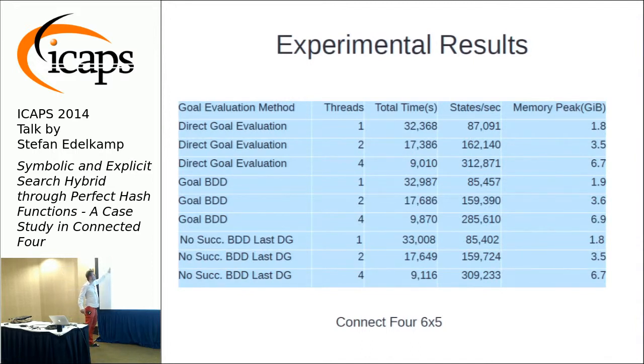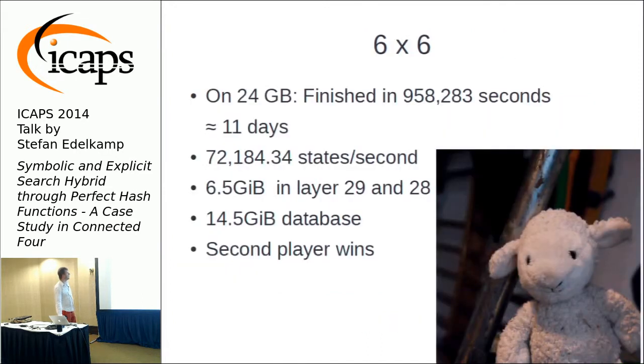These are the different goal evaluations. And you see there is a decent speed up. Well, I only have 4 cores, of course, so it might be better if you have more. So the 6 times 6 we could solve. And it took us a while. We had a personal computer on my desk with 24 gigs, and it finished in about 11 days. It was quite okay in generating states per second. So first we generated the BDDs in a forward search and then classified with the bit vectors in backward search. And the result was already known. So the second player wins.